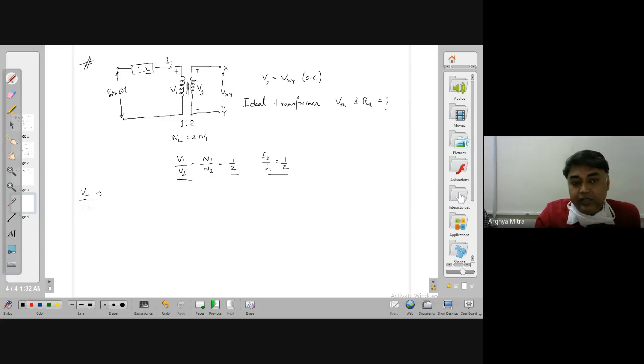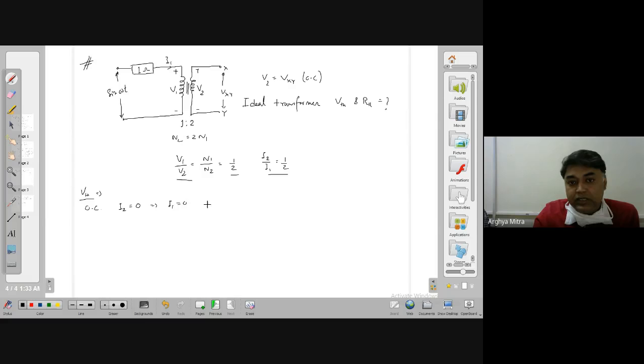Now I need to find out VTH. For finding out VTH, I need to go for an open circuit condition at the output, right? Open circuit condition at the output means my I2 is equal to 0. So I2 equal to 0 means my I1 will also be equal to 0. If I1 is equal to 0, then what will be the drop in this 1 ohm? The drop in this 1 ohm will also be equal to 0. So if there is no drop, then V1 will be equal to the source voltage.